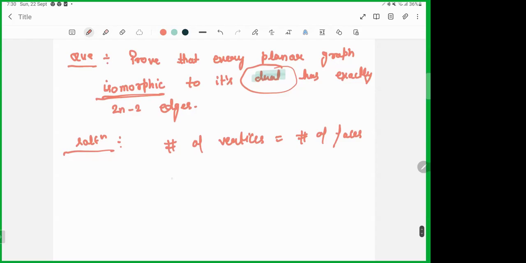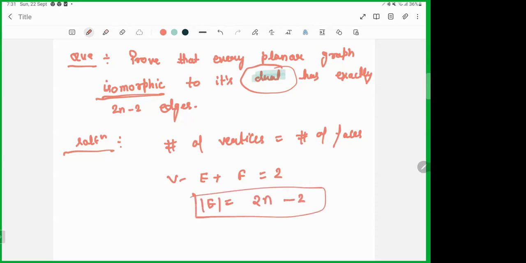So that is basically V minus E plus F equals 2. So E equals V plus F minus 2. So that is 2n minus 2. Cardinality, I should write. This should be cardinality.